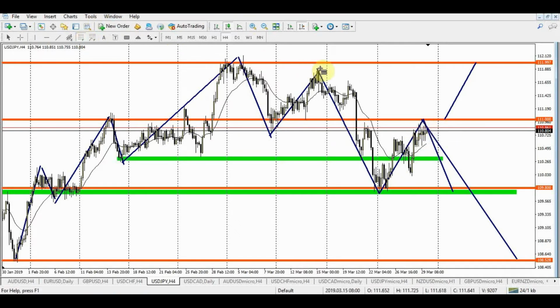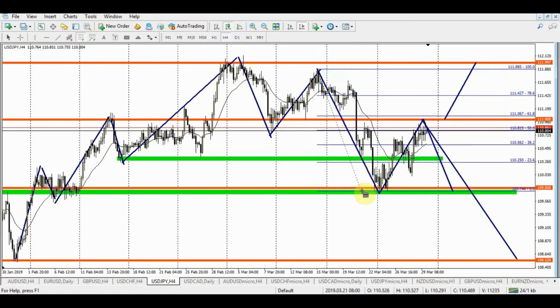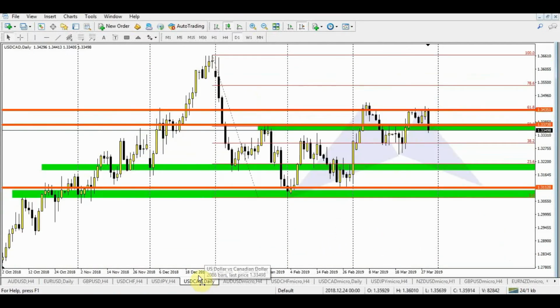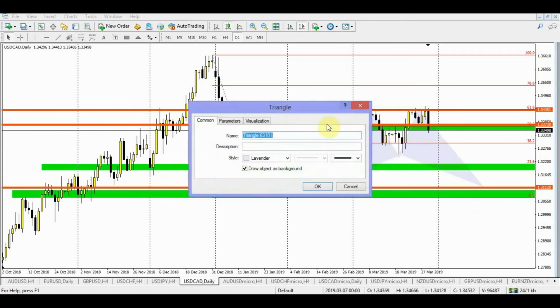Let me see if this fits in any area. Okay, so it's rejecting off the 61.8 level. So my guess is it's going to fall to these two take profit areas down here. Alright, next up is USD CAD, the last pair for the week.